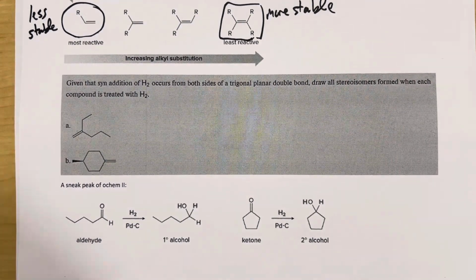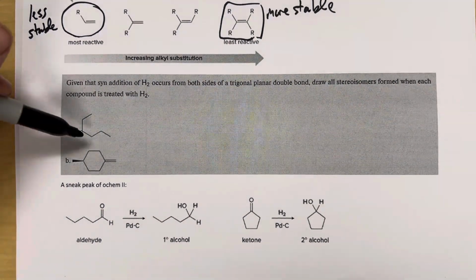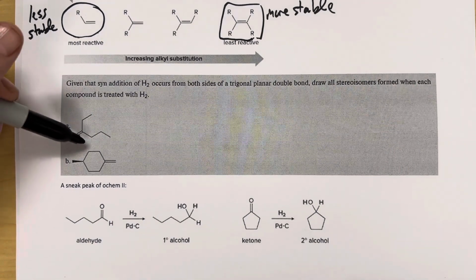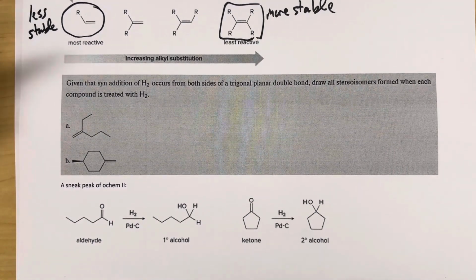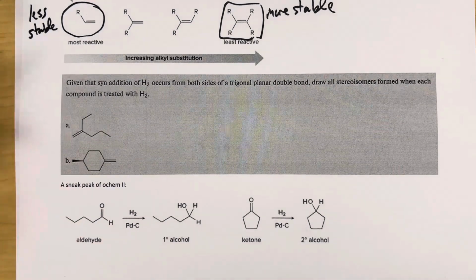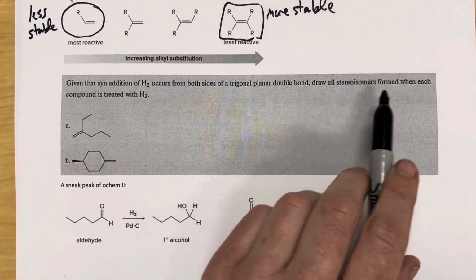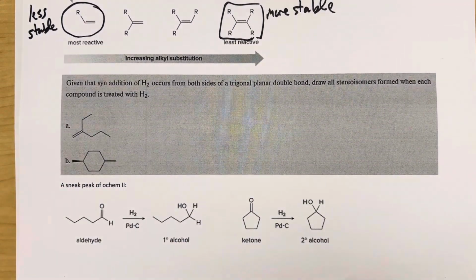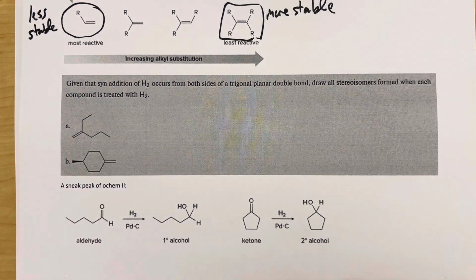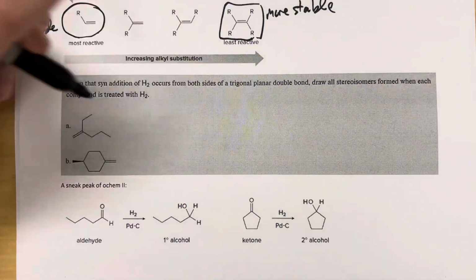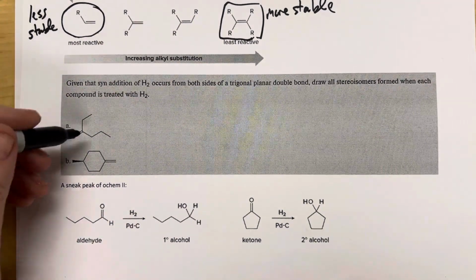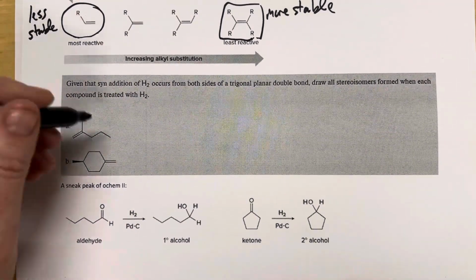Something that you're going to really want to remember for your final exam is trigonal planar stuff, tetrahedral stuff, etc. It says draw all the isomers formed when each compound is treated with H2. Well, if syn addition is occurring and you're adding H, you are going to add to either end of the double bond.